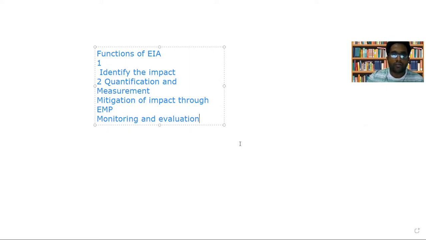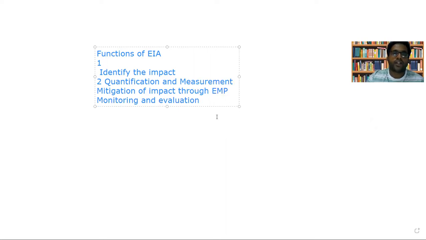Please look at this. The first function is identifying the impact. If you have a project in mind, identify what impact is caused to the environment. If you are studying the impact caused to the environment, understand that each and every attribute of the environment needs to be considered while identifying the impact. So that is important, identification of impact.